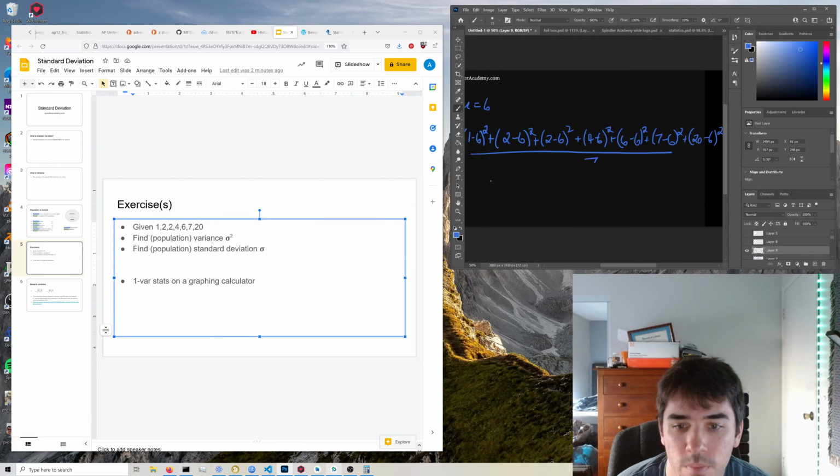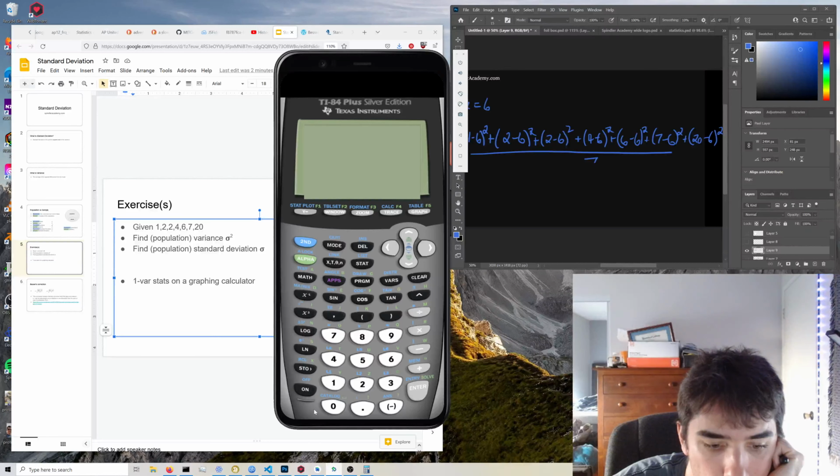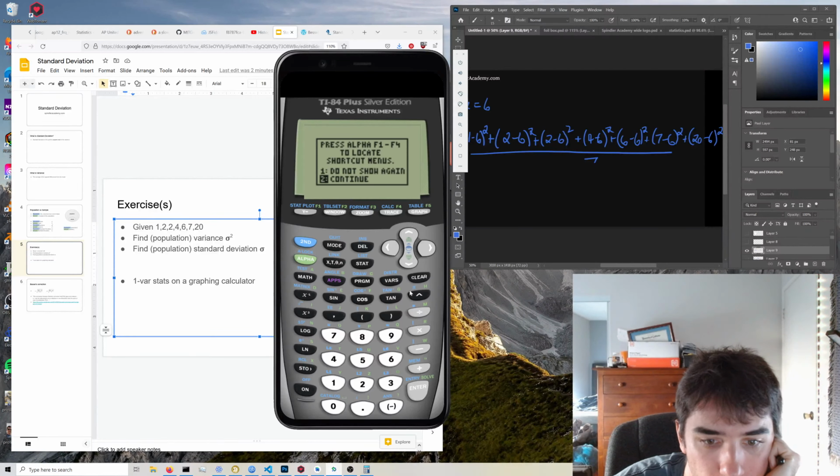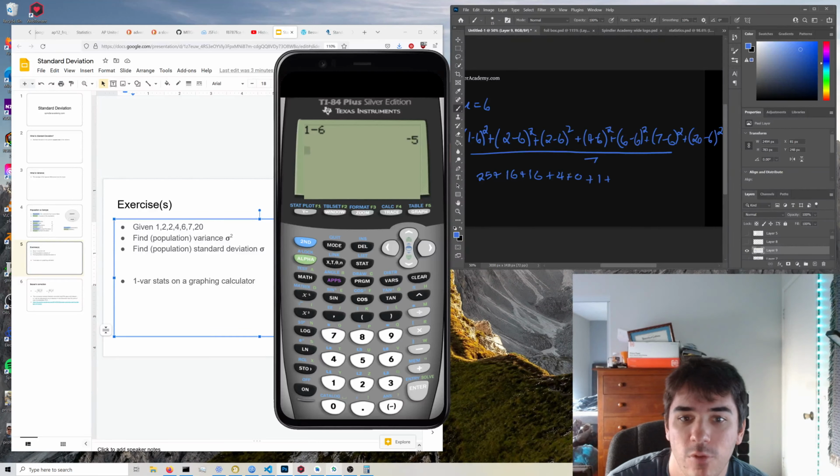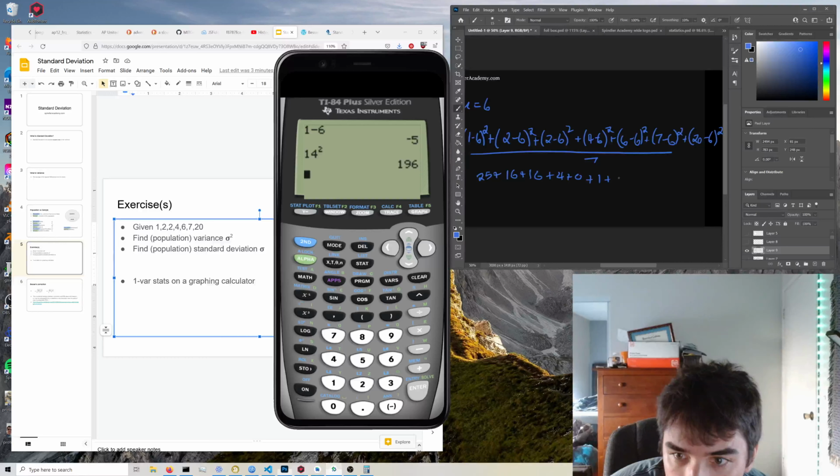So to find that, I have a calculator here, but I can do most of these in my head. 1 minus 6 is negative 5, so we get 5 squared is 25, plus 4 squared is 16, negative 4 squared is 16, plus 2 squared is 4, plus 0, plus 1, plus 20 minus 6 is 14, 14 squared is 196. And all that over 7.